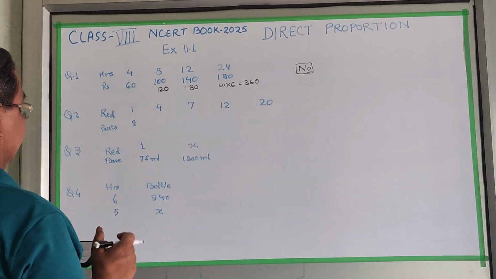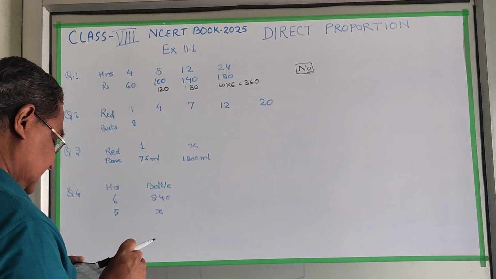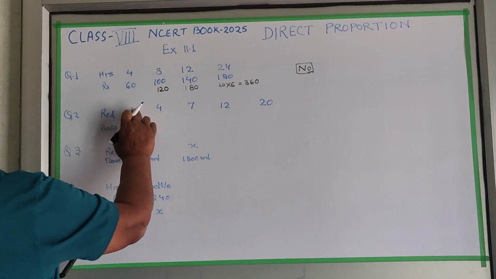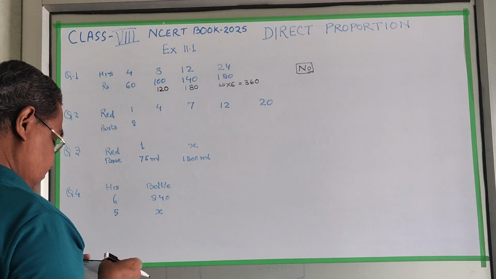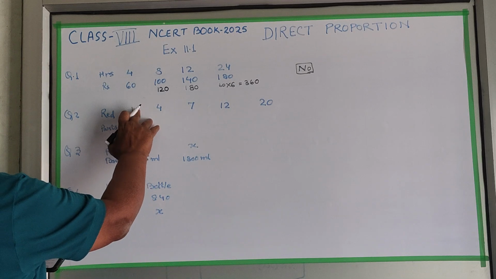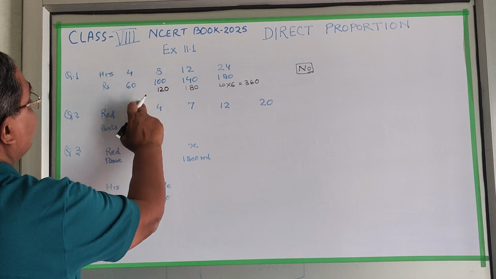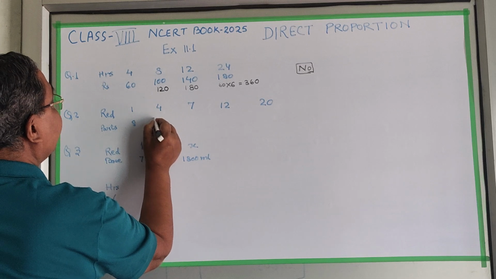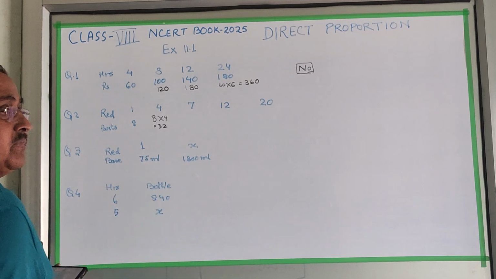Here a mixture of paint is given. Red pigments are there and the parts for mixing are given. As per the question, if red pigment is 1, parts required is 8. Now, how many parts are required for the others? For 1 it is 8 parts. How many times has the red pigment increased? 4 times. It means parts should also increase by 4 times. Means 8 into 4, it should be 32.